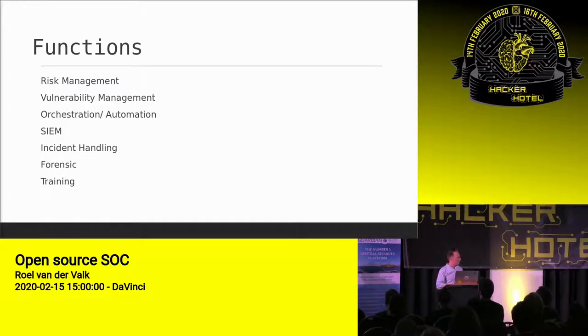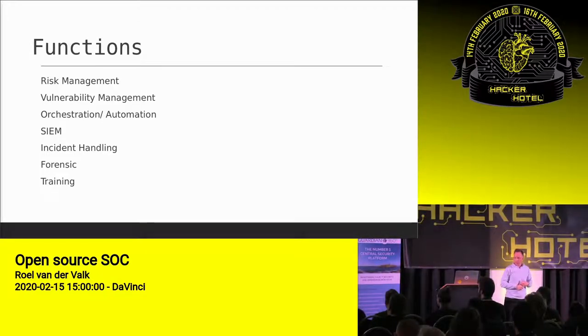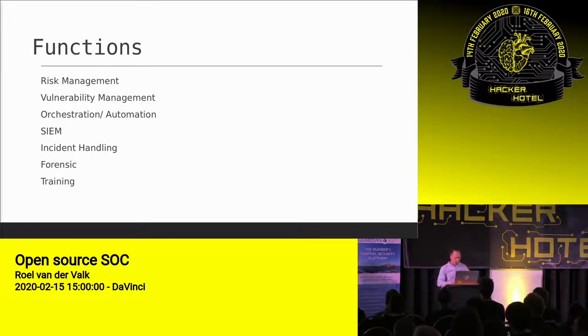So these are the functions that most SOCs have, and there are more and less parts in that, or you can have additional functions or functions that you don't do, but yeah, these are the functions of a SOC basically. So how to do open source all these functions? For instance, risk management. Does anybody have an idea? How do you do that in open source?